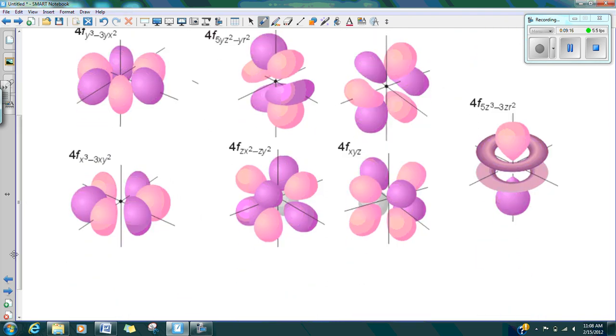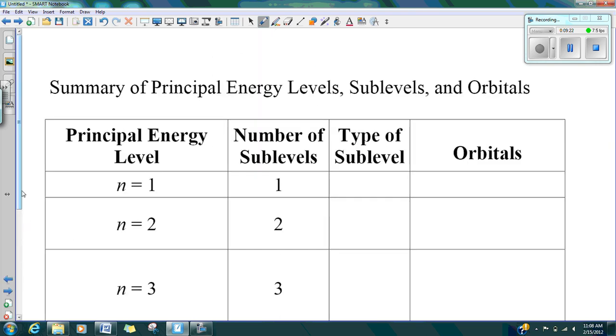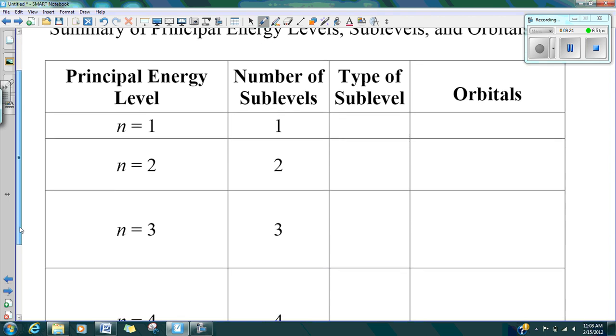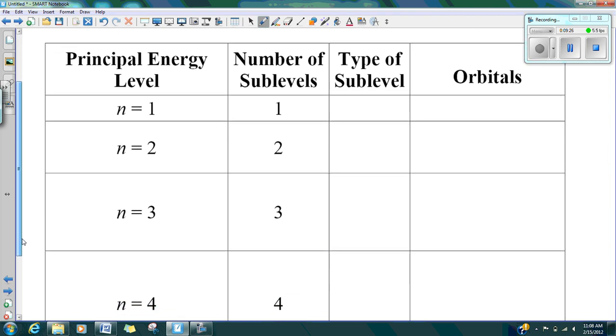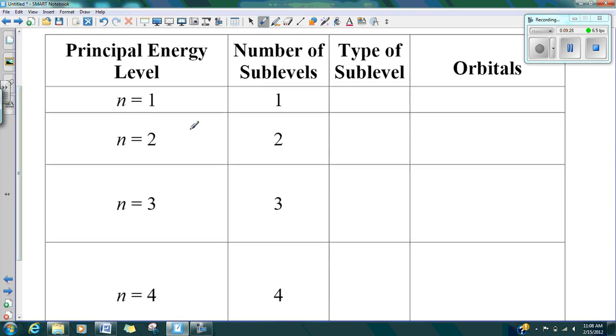Okay, so one little summary here that I'm going to get you guys started on, and see if you can fill this in then. So principal energy level, remember, is n equals 1. The number of sublevels that are there is only 1, and the sublevel that's there is an s. If I go to my second energy level, again, I have s, and before I can move any further, I have my p sublevel. So go ahead and see if you can fill those in.